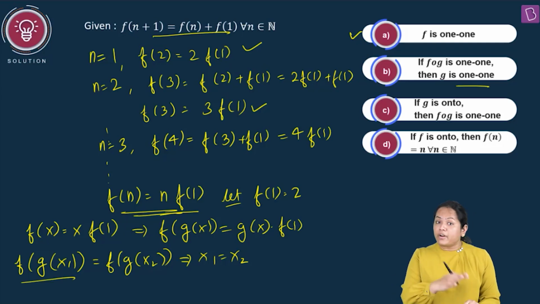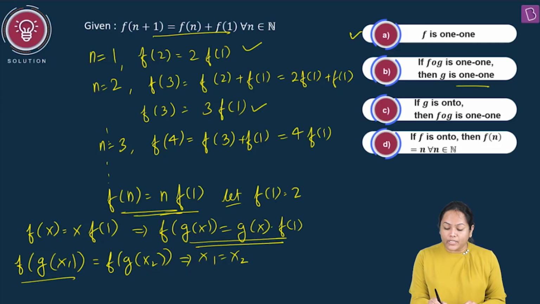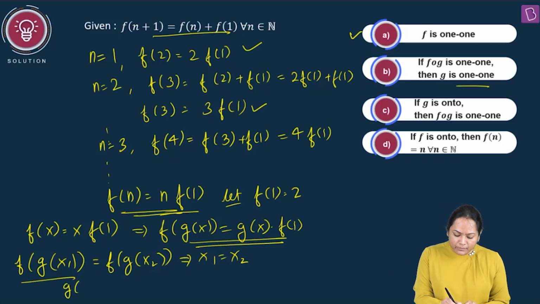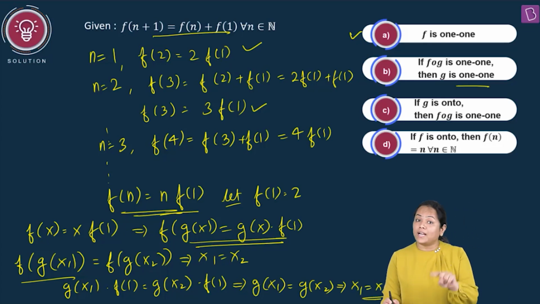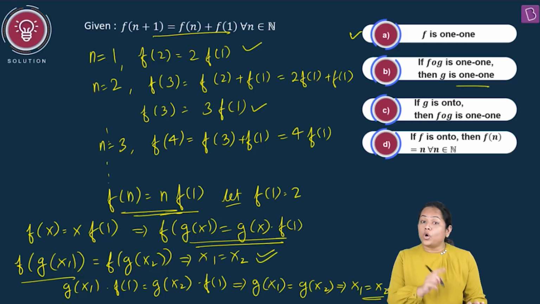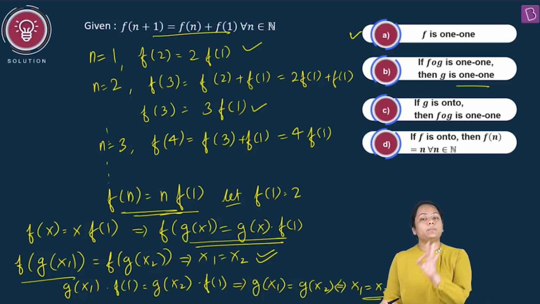So if my f of g(x) is 1-1, when I put my f of g(x) value as g(x) times f of 1, I'm going to get g of x1 times f of 1 is equal to g of x2 times f of 1. And from here, I'm getting that g of x1 is equal to g of x2, and definitely it should always imply x1 is equal to x2, because that is what is given to us when f of g(x) was a 1-1 function, right? So that means my g of x1 will be equal to g of x2 only when x1 is equal to x2. That means my second option is also true.